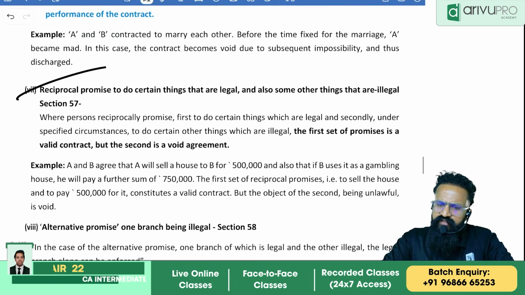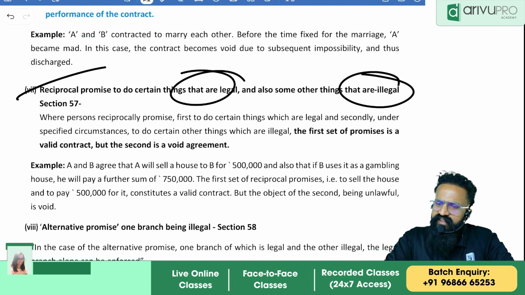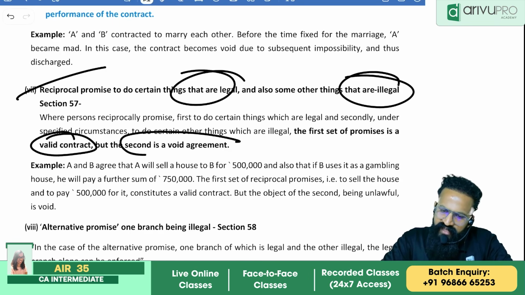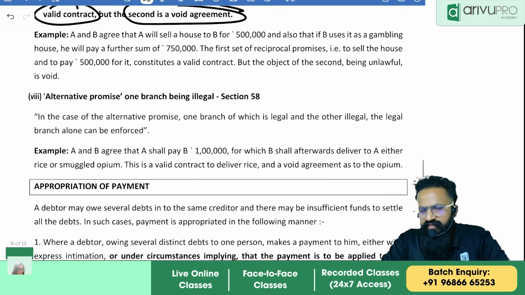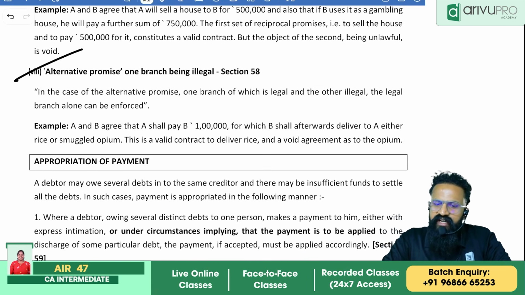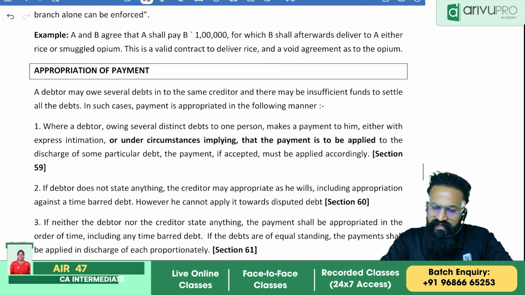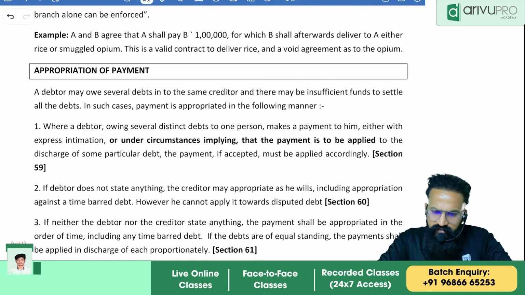Reciprocal promises contain certain things that are legal and certain things that are illegal. Whatever is legal will be valid, and whatever is illegal is void. Same with alternate promises, where one branch is illegal: the legal part is valid, and the illegal part is invalid, void.